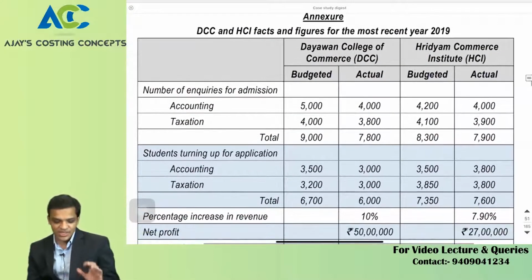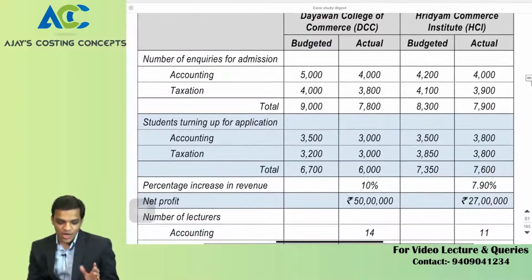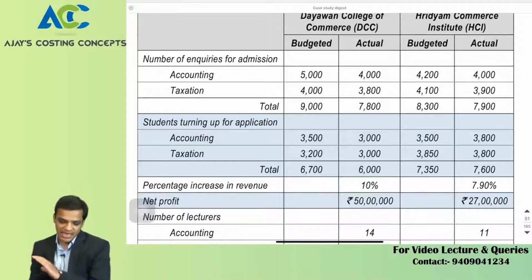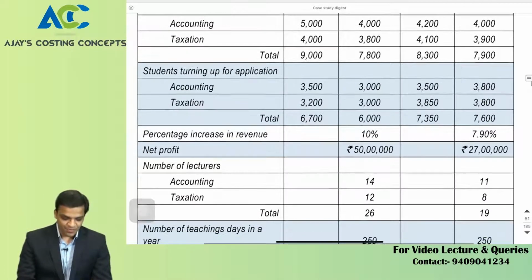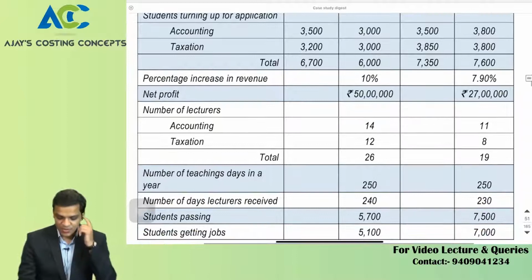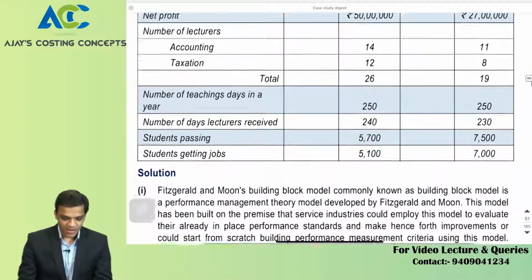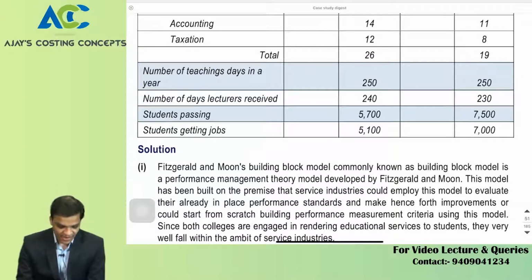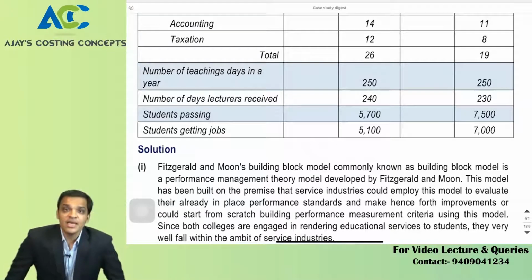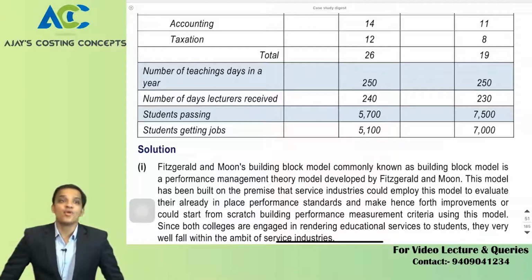Now this is the annexure that has been attached. See now, number of inquiries, accounting, budgeted, actual, taxation, budgeted, actual is being provided. Students turning up for applications, right? Percentage increase in revenue, net profits, the number of lectures provided, the number of teaching days in a year, the number of days lectures received, students passing, and students getting jobs. Now see, we are here implementing the building block model, right?